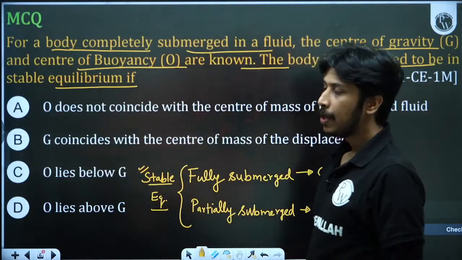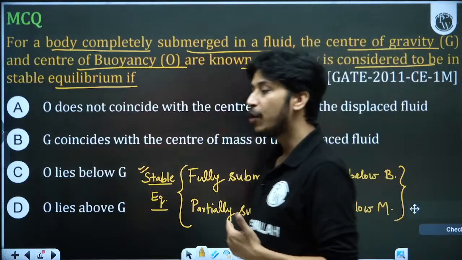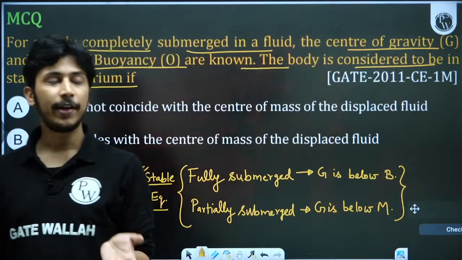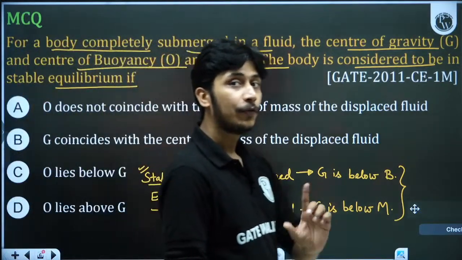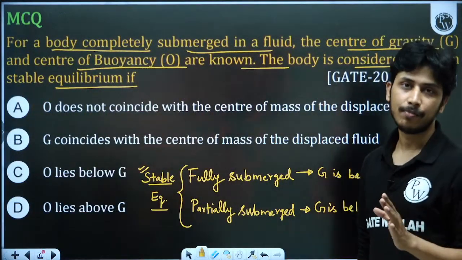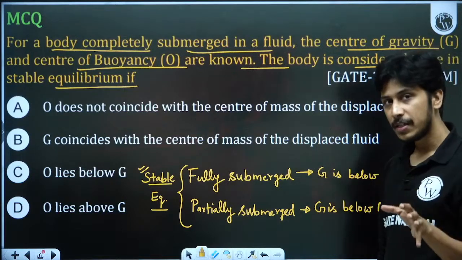Similar to that. And also, if somebody is asking whether the aeroplane is fully submerged or not, the aeroplane is fully submerged in air. Fluid is air. Aeroplane is not partially submerged. Ship is partially submerged. Ship is partially submerged in water.